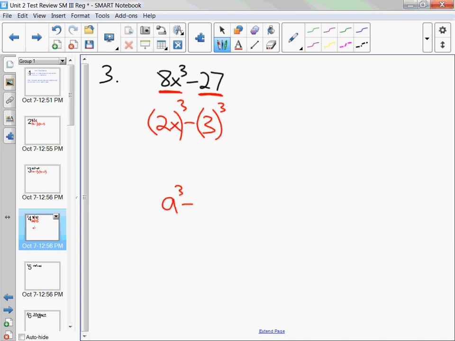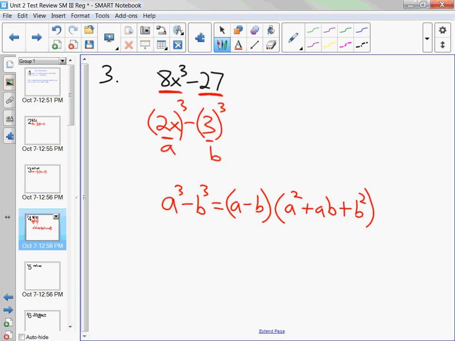It says that if you have a cubed minus b cubed, that's equal to a minus b times a squared plus a times b plus b squared. So we have figured out by taking the cube root of 8x cubed and getting 2x, and the cube root of 27 and getting 3, we found out what a and b are. A is 2x and b is 3. And so this one right here is going to factor, well, let's write it up here, a minus b, so it's going to be 2x minus 3, because a is 2x, b is 3.